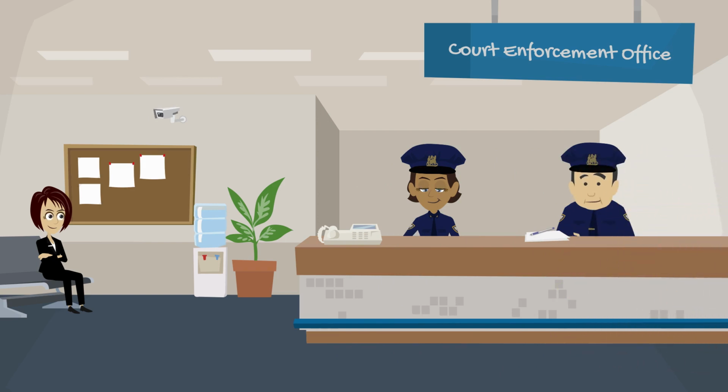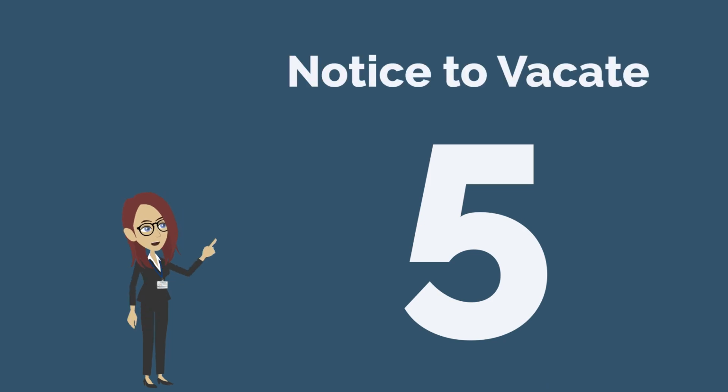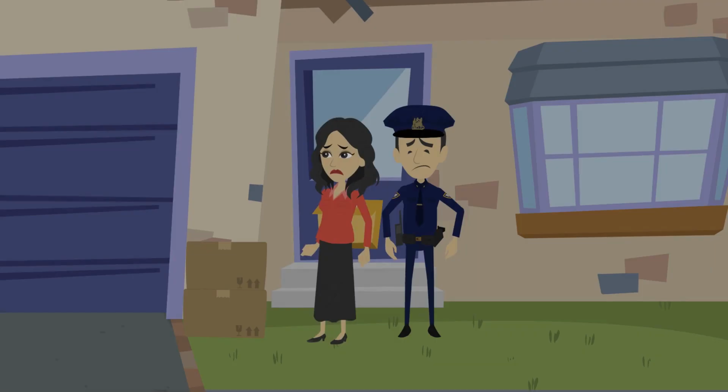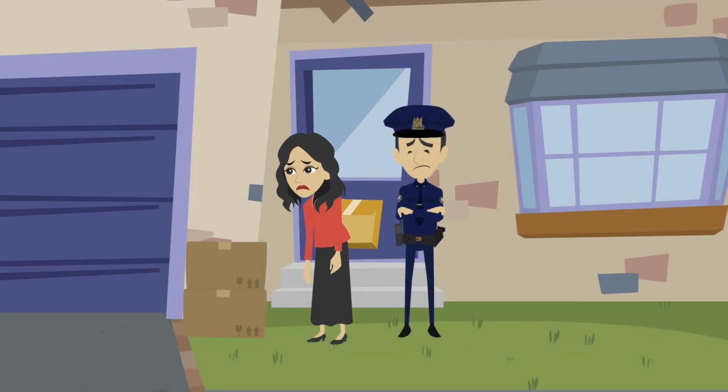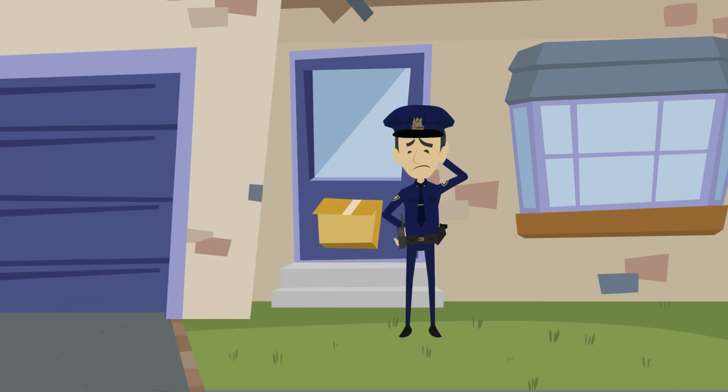Once that order is filed, your client will be in step 5 of the eviction process. Step 5 is the notice to vacate. This notice is provided by the court enforcement office. But not all court enforcement offices across the province will give tenants this type of notice, and sometimes they do just show up and evict someone without warning.